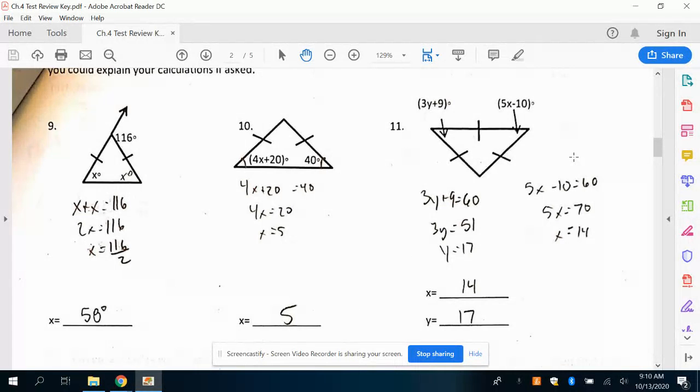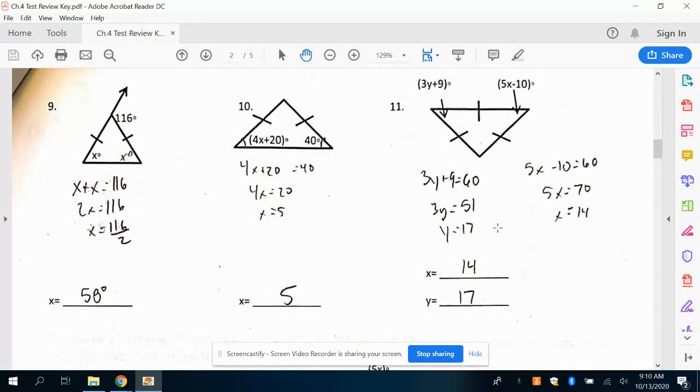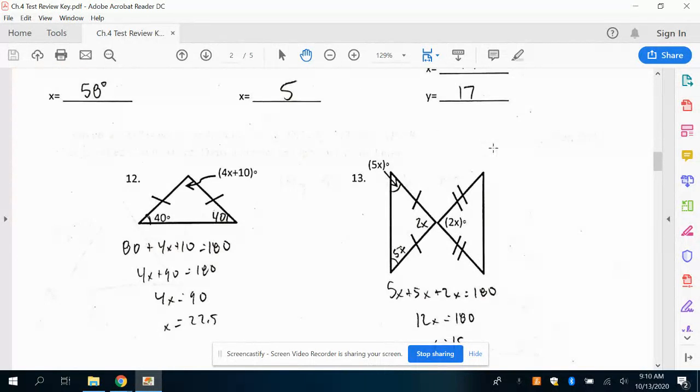11, you have an equilateral. So all the angles are going to be 60 degrees. So you should have taken this 3y plus 9 and set it equal to 60. And same for the 5x minus 10. So you should have set both of those equal to 60 and solve for y and x because it's an equilateral triangle. So that's those three.